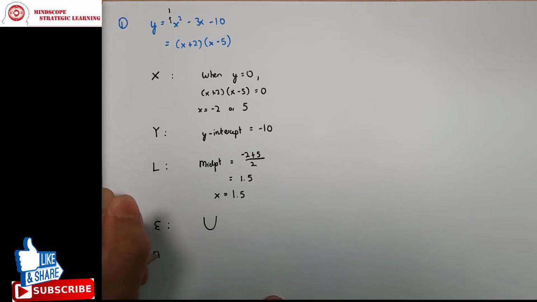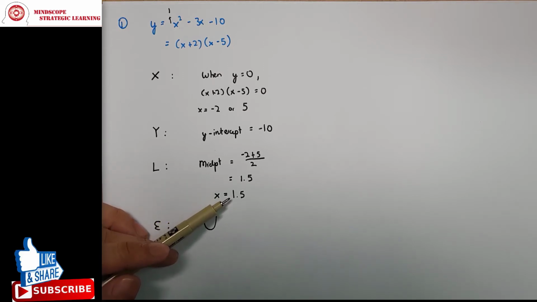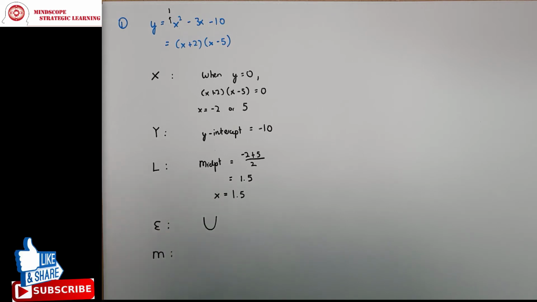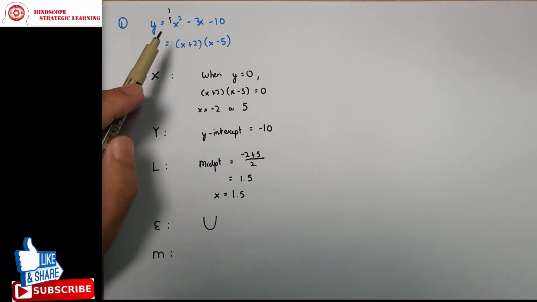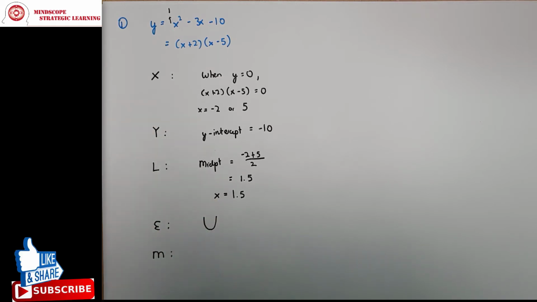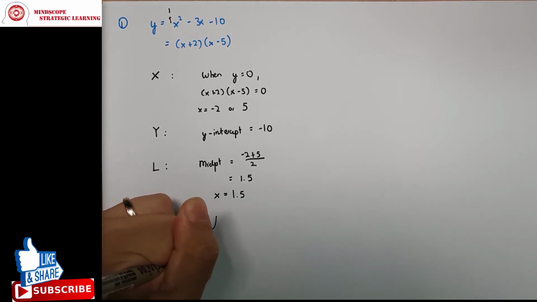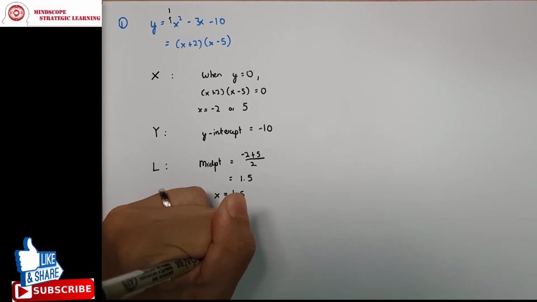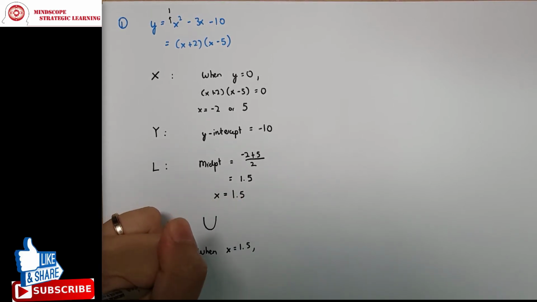Next, we have to find the maximum or minimum point. Now since this is a U, we are actually finding the minimum point. To find the minimum point, we make use of the fact that the line of symmetry will exactly cut through the minimum point. So we can borrow the x value of the line of symmetry to sub in to find the corresponding y value. That will give us the minimum point. So we sub in when x is equal to 1.5. What is our y? We can solve for that.